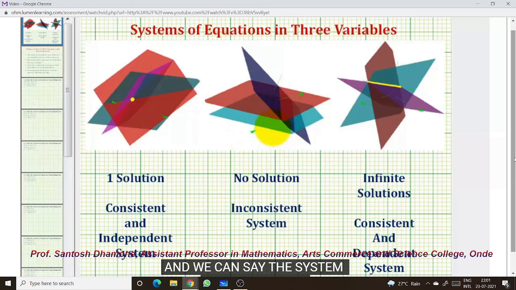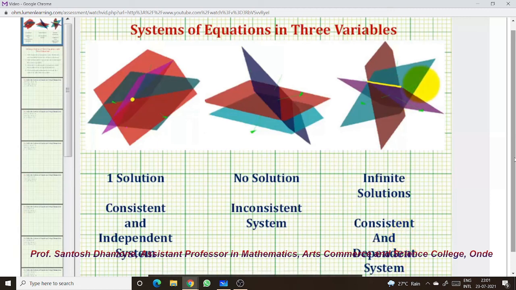The third possibility is there are an infinite number of points on all three planes. As we see here, notice the three planes intersect in this yellow line, and there's an infinite number of points on a line, therefore we have an infinite number of solutions. So we can say the system is consistent and dependent. Again, consistent because it has a solution, and dependent because it has an infinite number of solutions.